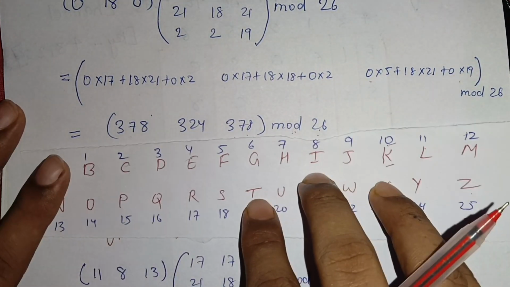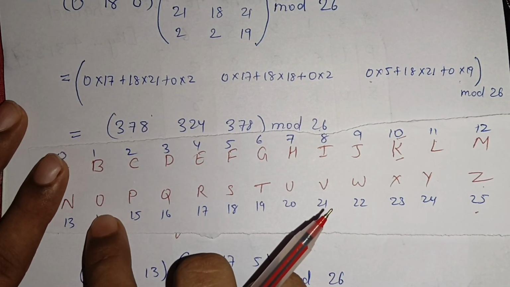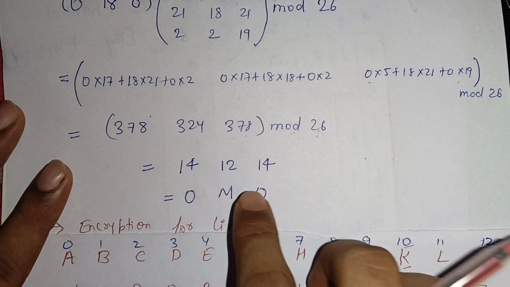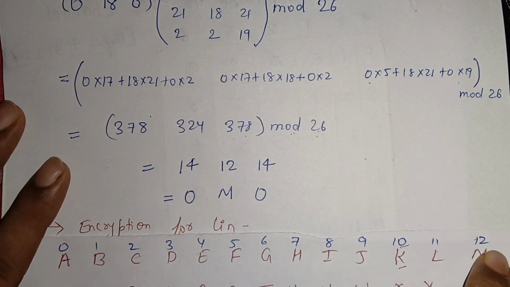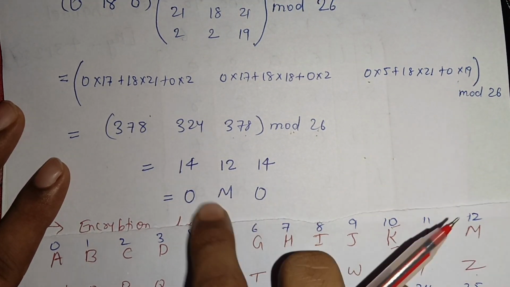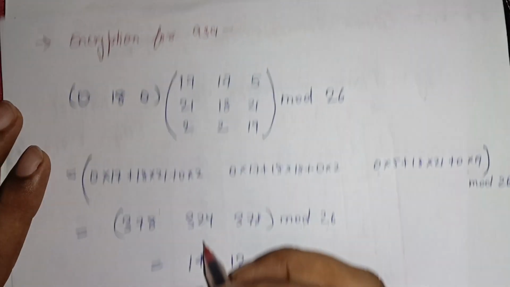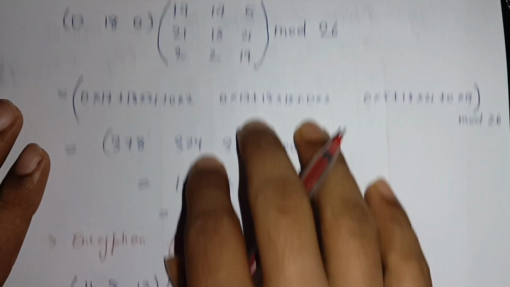So again just check the places of 14, 12 and 14. For 14, what is the letter? It is O, so we need to write O. Again for the 12th place, the letter is M, so you need to write M. Again for the 14th, the letter is O. So for the ASA encryption, the result is OMO.